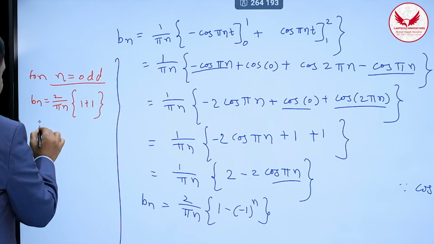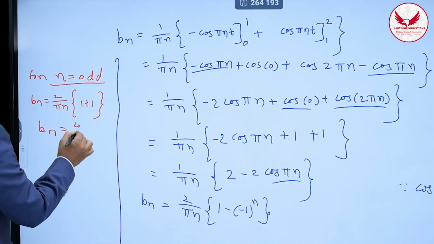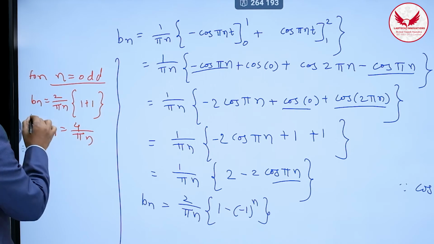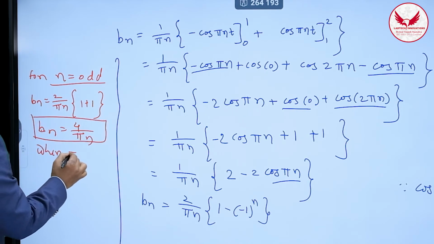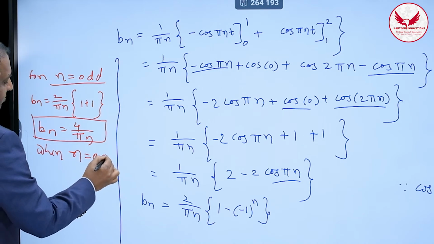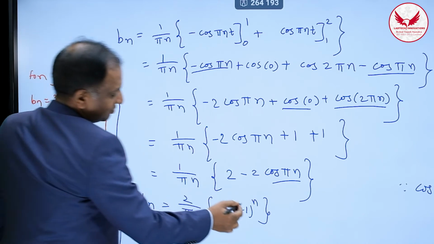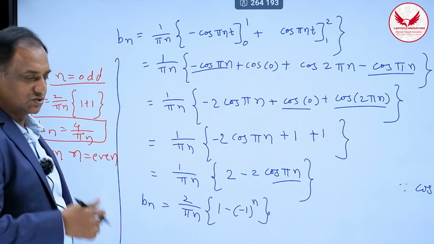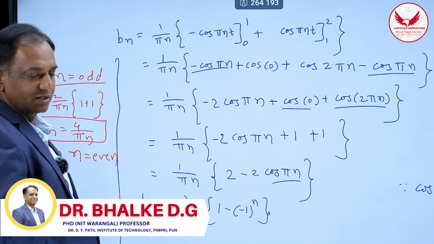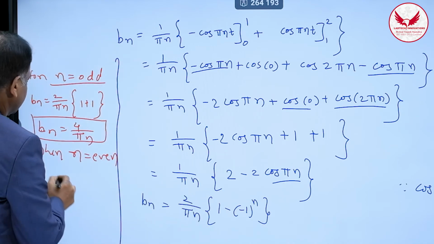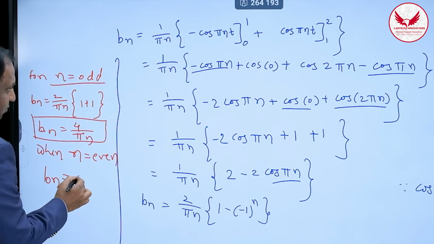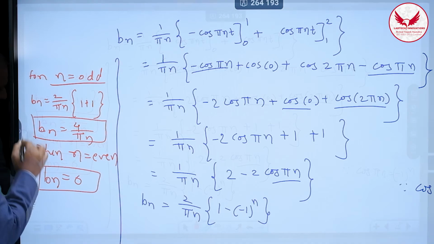So this bn is equal to 4 upon pi n when n is equal to odd. When n is equal to even, minus 1 raised to 2 means minus 1 into minus 1, so that is a plus 1. So 1 minus 1 will become 0, so bn is equal to 0.